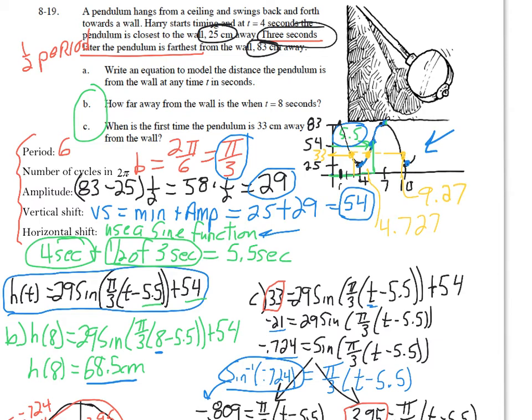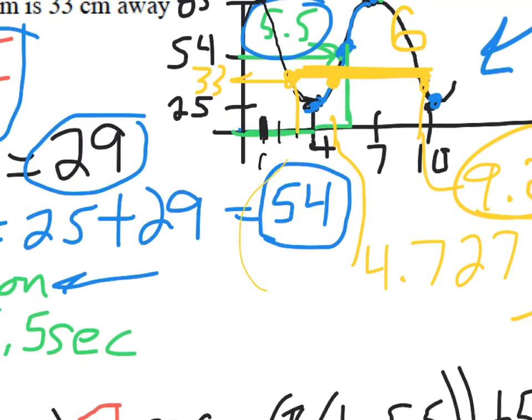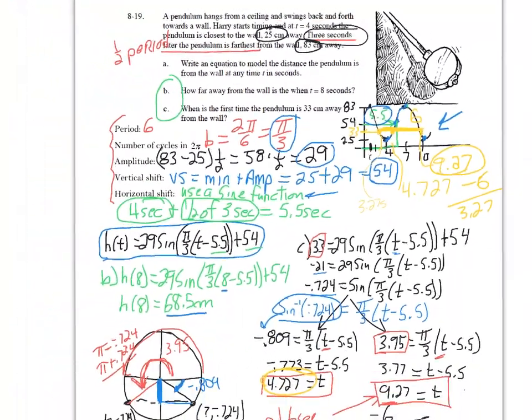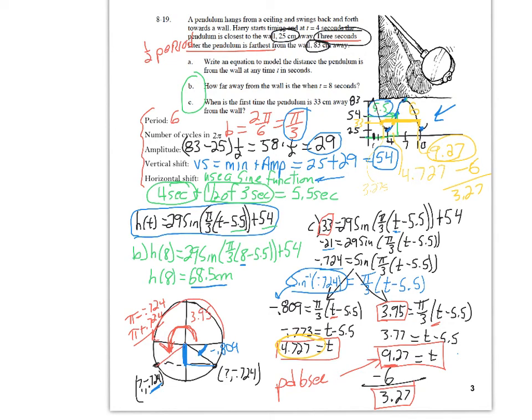So I needed to subtract this distance, which is 6 seconds. Subtract that from the 9.27 and I get 3.27 seconds. That's the first time that the pendulum happens to be 33 centimeters away from the wall. A lot of work, a lot of writing for this. There are more of these to practice.